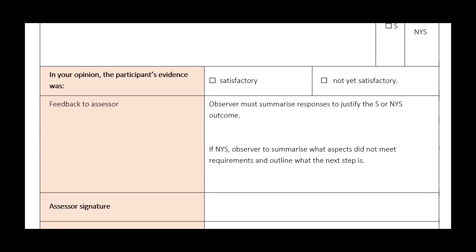At the bottom of the document here, you'll put feedback to the assessor. This is where the observer must summarise the responses to justify S or NYS. Now remember, going back and looking at the instructions, it did state that the candidate needed to answer all questions correctly for a satisfactory response. So you need to follow that. If you, say for instance, felt that Billy's responses led to a NYS, not yet satisfactory outcome, then it's good practice for you to summarise what you would recommend to Sam needs to happen with Billy.